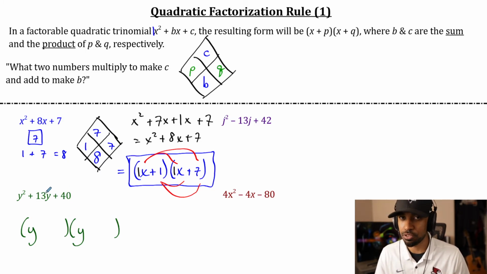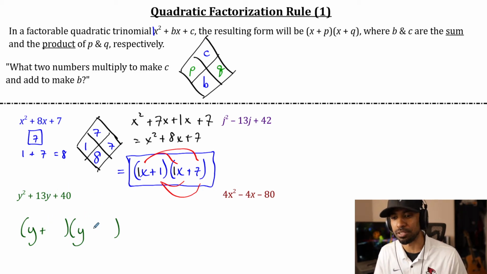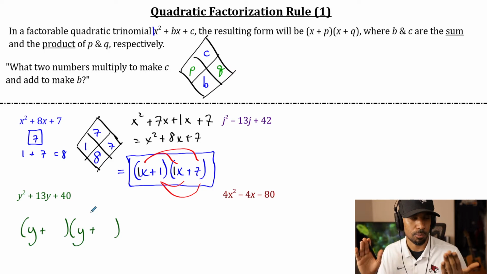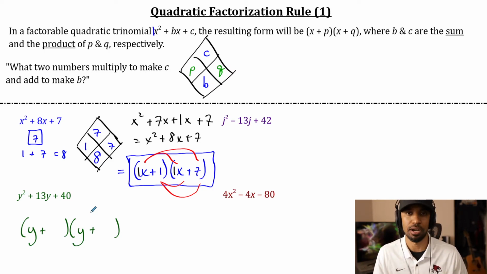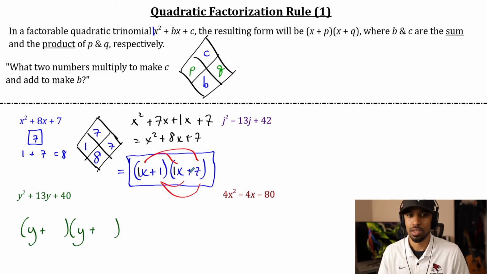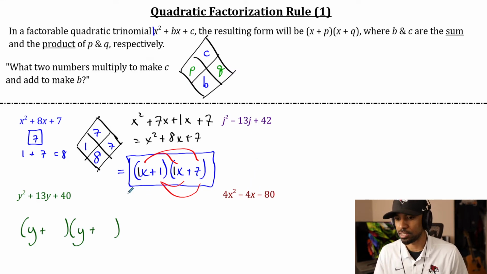my sum is positive, the two numbers that add to make 13, I'm going to guess it's going to be y plus something and y plus something, right? Multiplying two positives makes a positive, adding two positives makes a positive. That makes sense. You can see later we'll deal with negatives and we'll get to that when we do.